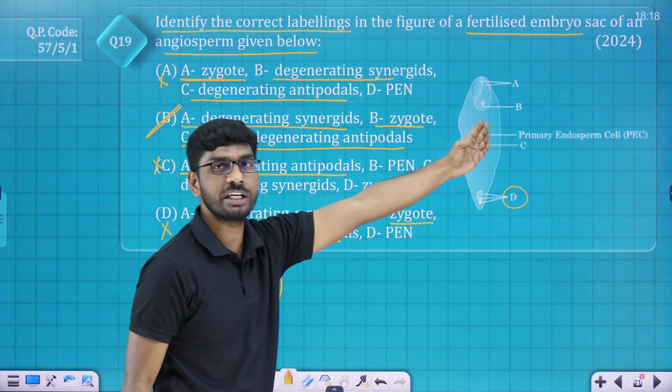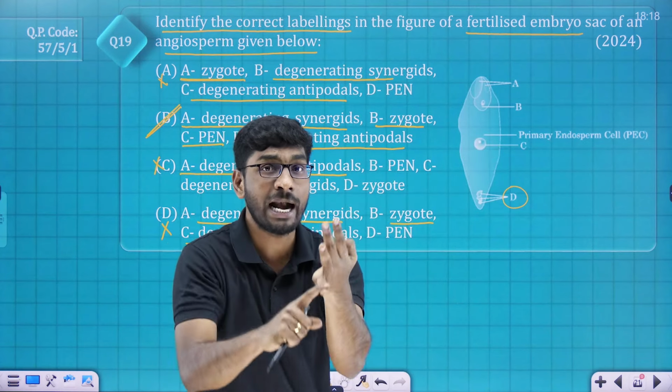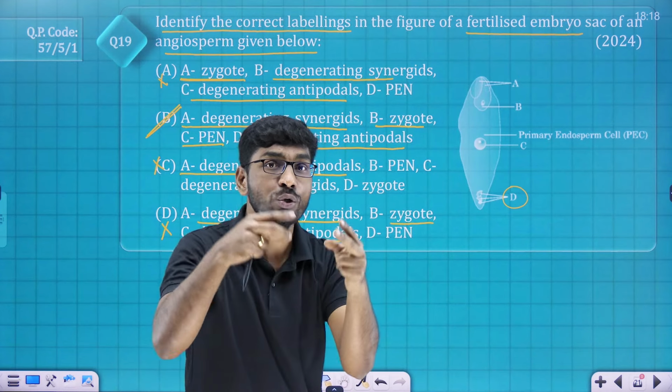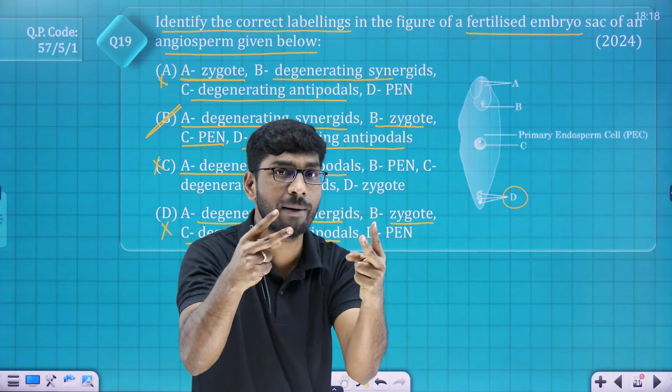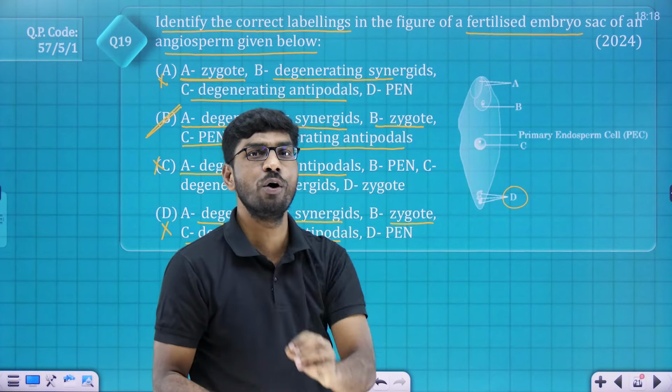A, degenerated synergids. Synergids will degenerate after fertilization. Antipodals will also degenerate. Synergids also will degenerate. Two structures only will develop: one is called endosperm, the other is called embryo.